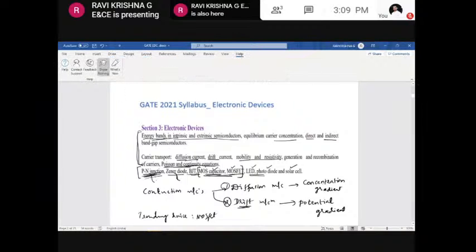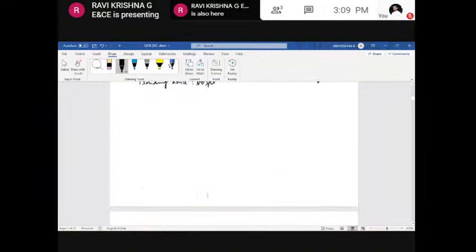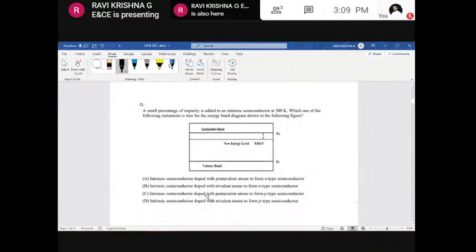Now, quickly, let's move on to the examples that were asked in your previous GATE examination. This is a question that was asked in one of the GATE examinations in the ECE paper. You just look at this question. A small percentage of impurity is added into an intrinsic semiconductor at 300 Kelvin. Which one of the following statements is true for the energy band diagram that is shown in the following figure?